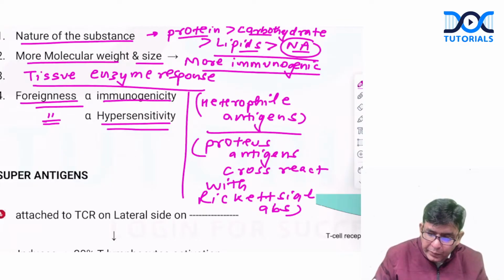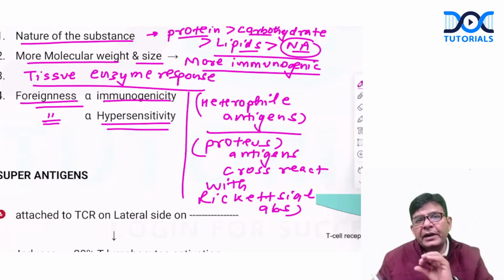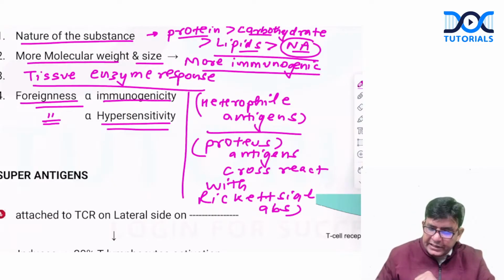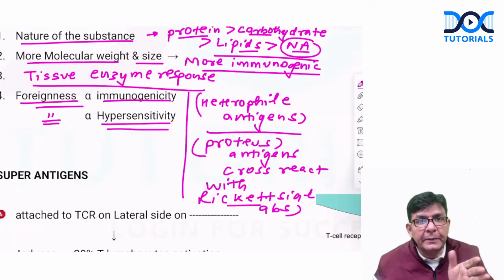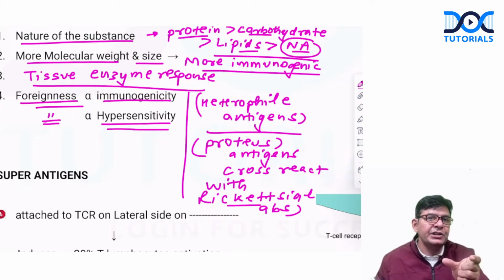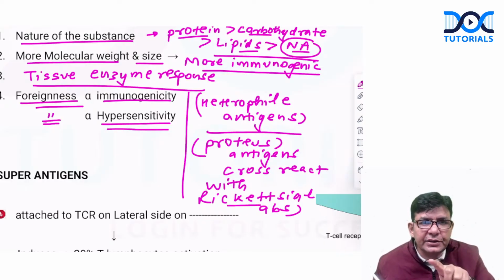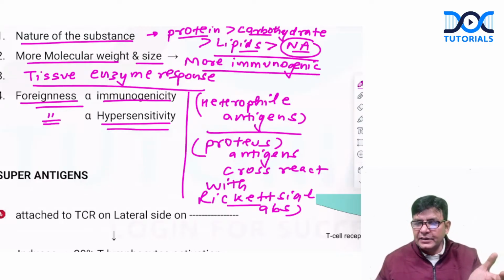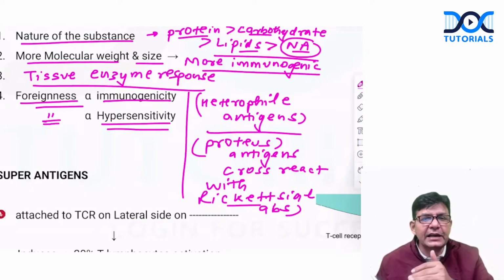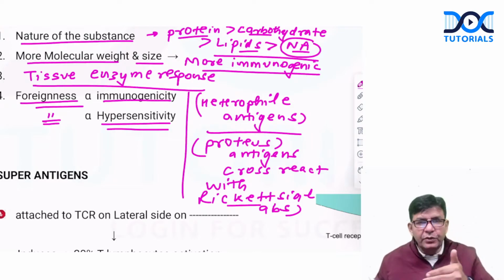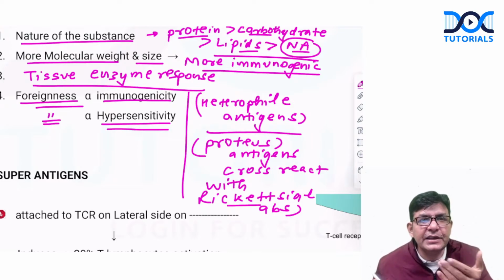You know Proteus is an Enterobacteriaceae member. Rickettsia is altogether a different family, but still they share their antigens. Their relation is not of this birth; there is a previous birth relation between them, and that is the story of heterophile antigens. That's why we use Proteus antigens to find out the various rickettsial diseases.